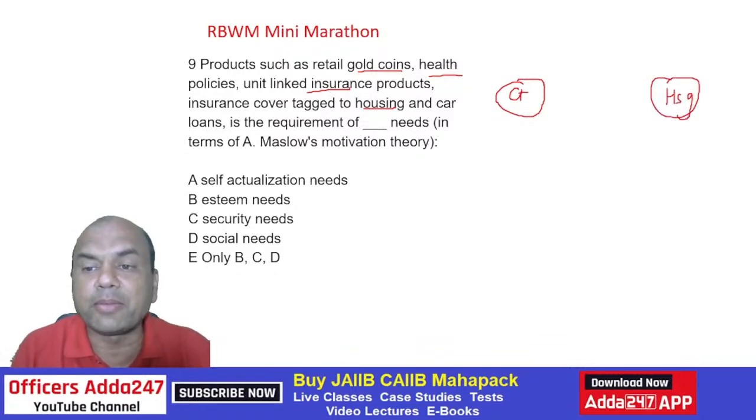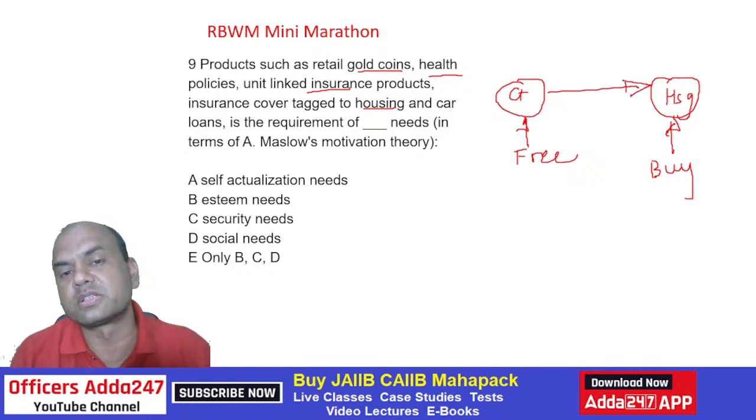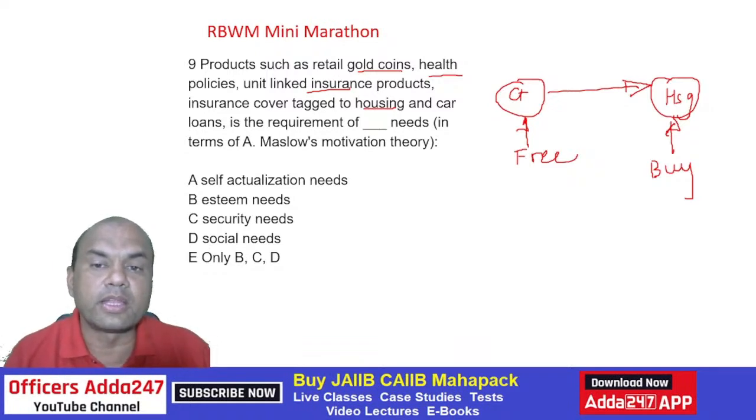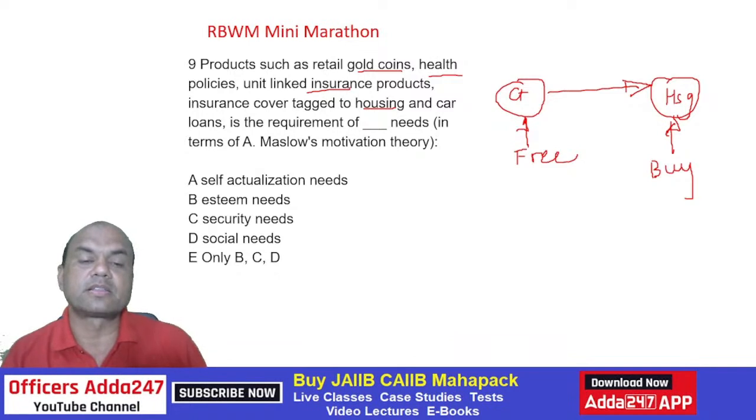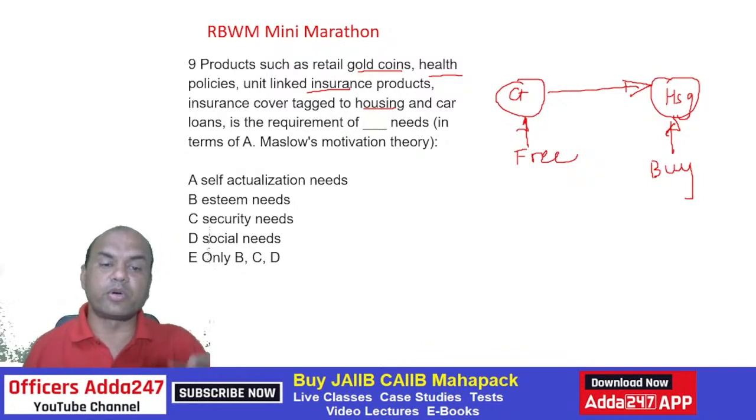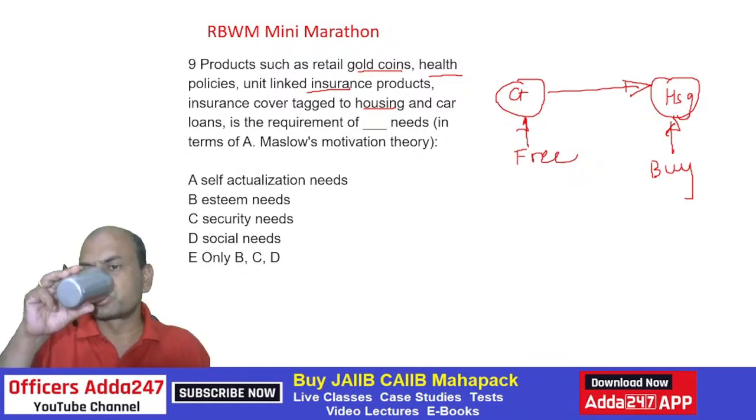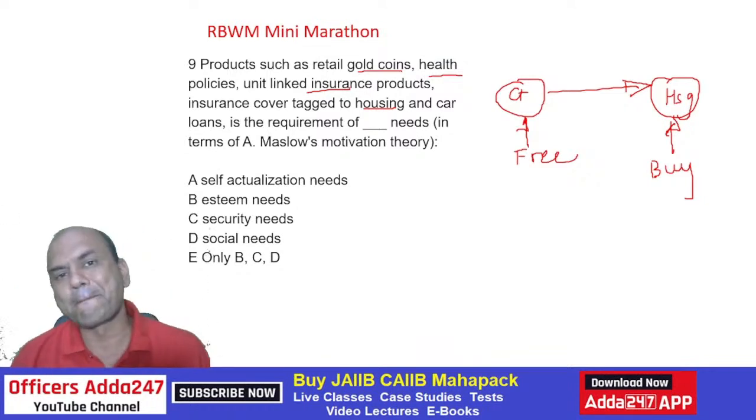So what am I saying? You take my housing loan, and I will give you this free. Gold coin is free. So this is the meaning, tagging this to housing loan. That is the real question. So gold coin, health, unit linked plans, cover tagged to housing and car loan is the requirement of dash needs: self-actualization, esteem, security, and social needs. Tell me, or is it all of them, B, C, and D? What is the answer?